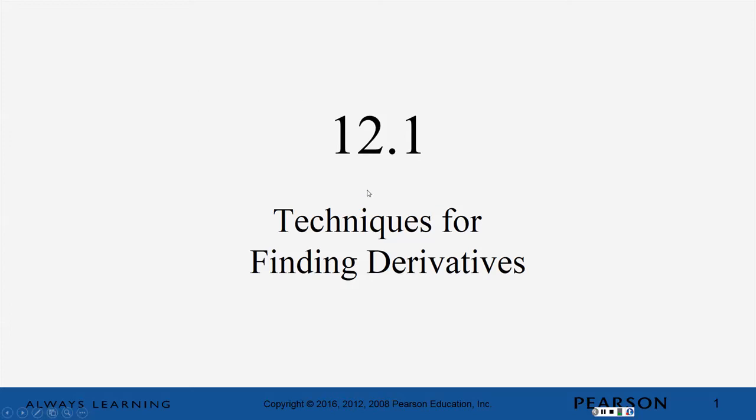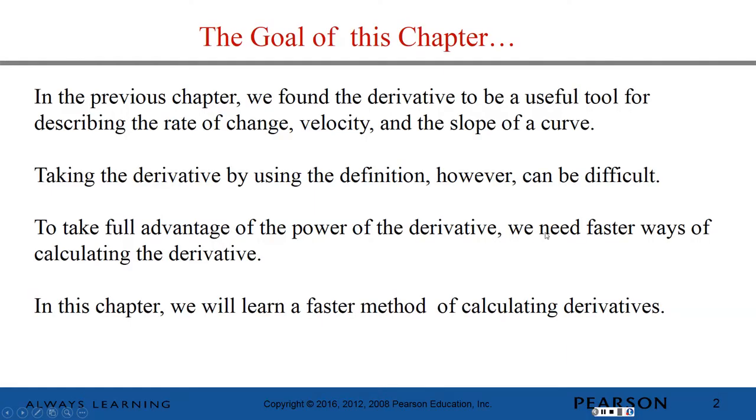So what we're going to talk about now is techniques for finding derivatives. What you saw as a long 4-step process that took a whole page in the last chapter, you're going to see is going to take 2 steps. If that. Sometimes 3, sometimes only 1. So the derivative is a useful tool, and in order to take full advantage of it, we need faster ways to find it without having to do 14 pages of algebra.